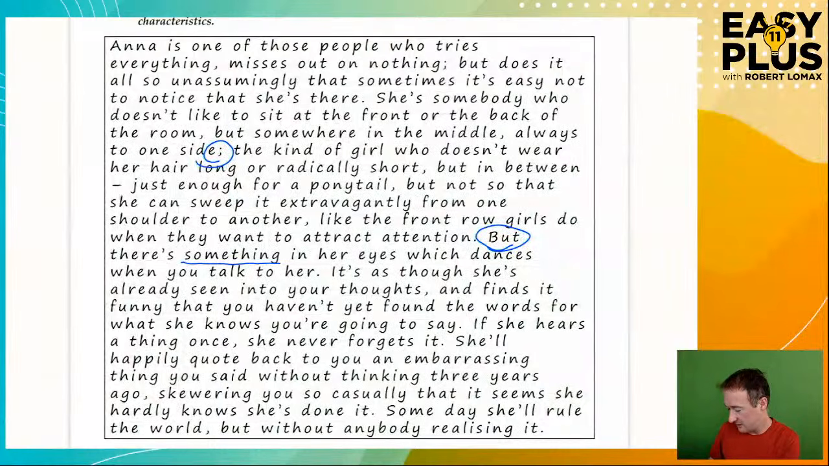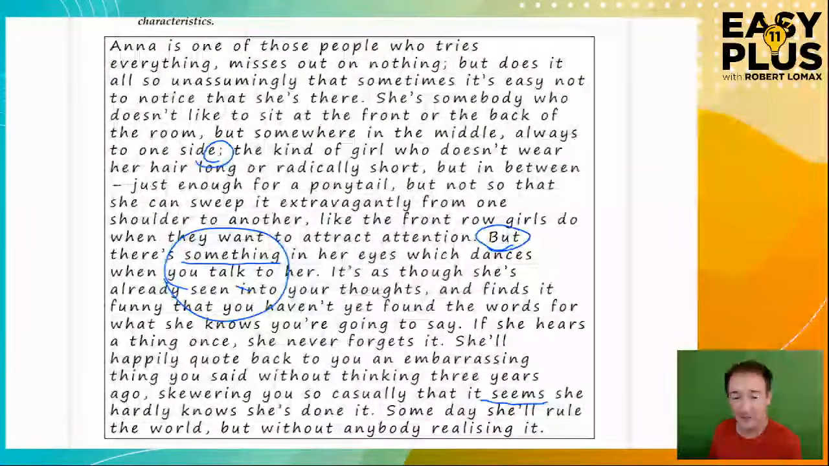So on the face of it, this seems to be saying that she does it really by accident. She's not trying to be nasty. She just comes out with these things because she's so insightful and has such a good memory, and doesn't really recognise how uncomfortable they can be. For the doubt word, I spoke about something earlier on being a word that creates doubt in the reader. Seems is a word that shows the narrator's own doubt. She doesn't seem to be being nasty on purpose, but maybe she actually is. Seems she hardly knows she's done it.